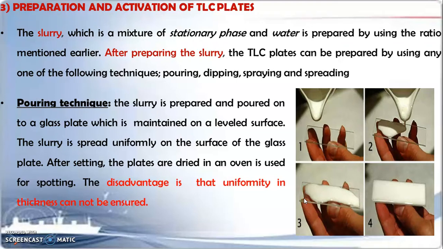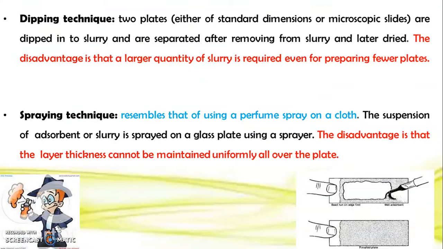In the pouring technique, as we look in the figures, the slurry is poured onto a glass plate which is maintained on a level surface. The slurry is spread uniformly on the surface of the glass plate. After setting, the plates are dried in an oven and used for spotting. The disadvantage of this technique is that uniformity in the thickness cannot be ensured.